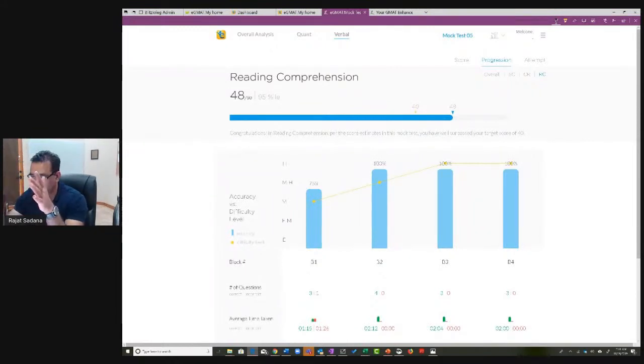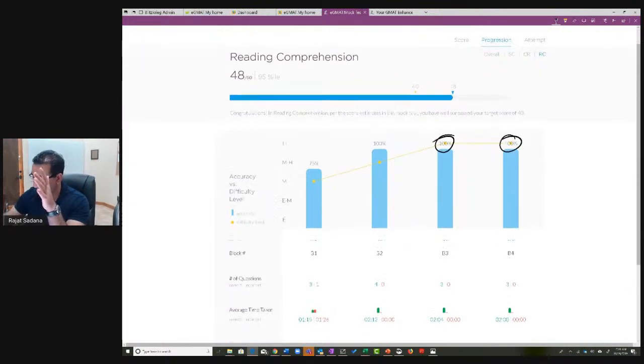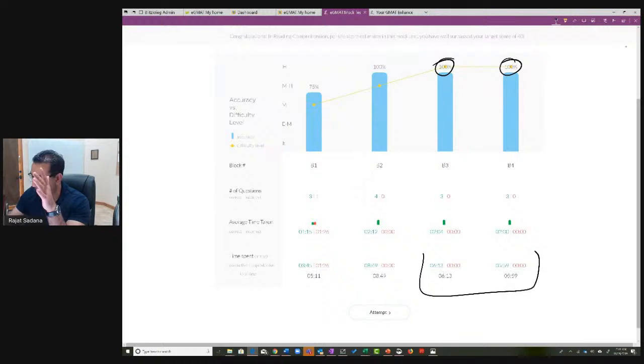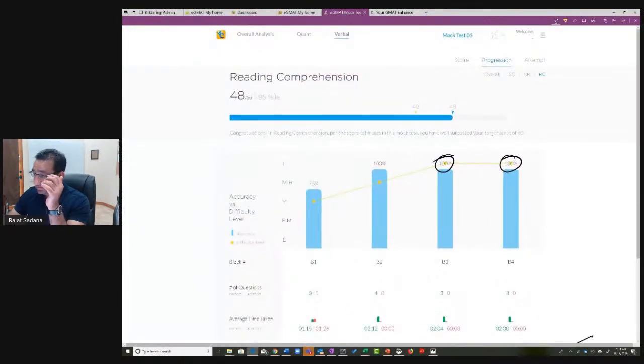Okay. So when you have focus, you can see hard RCs, all correct. Time to answer questions, not as bad. 6 minutes per RC. Very good for hard RC passages.